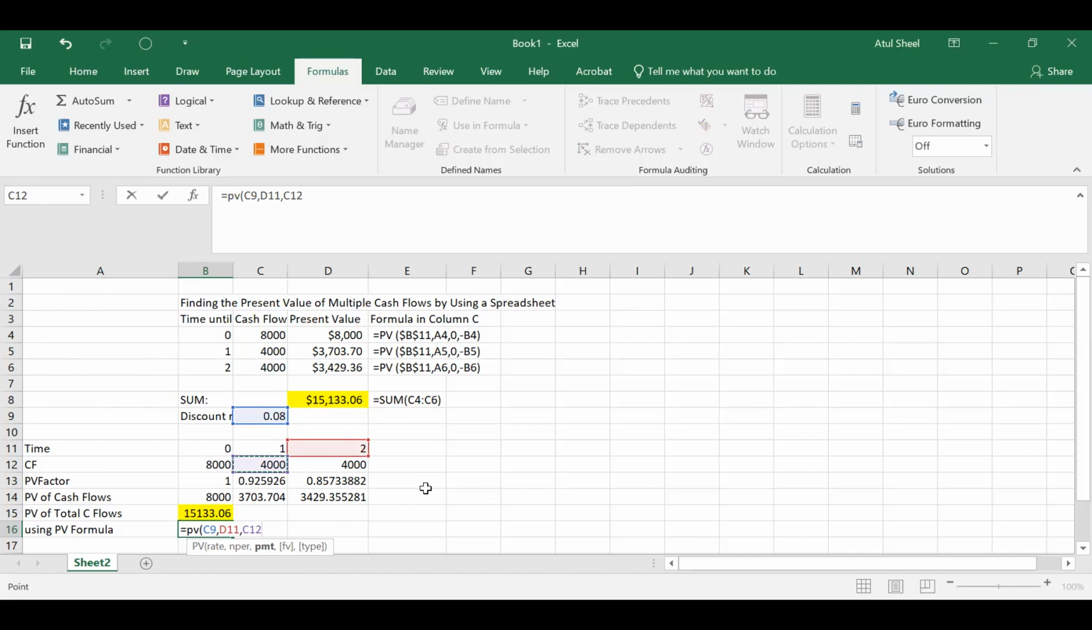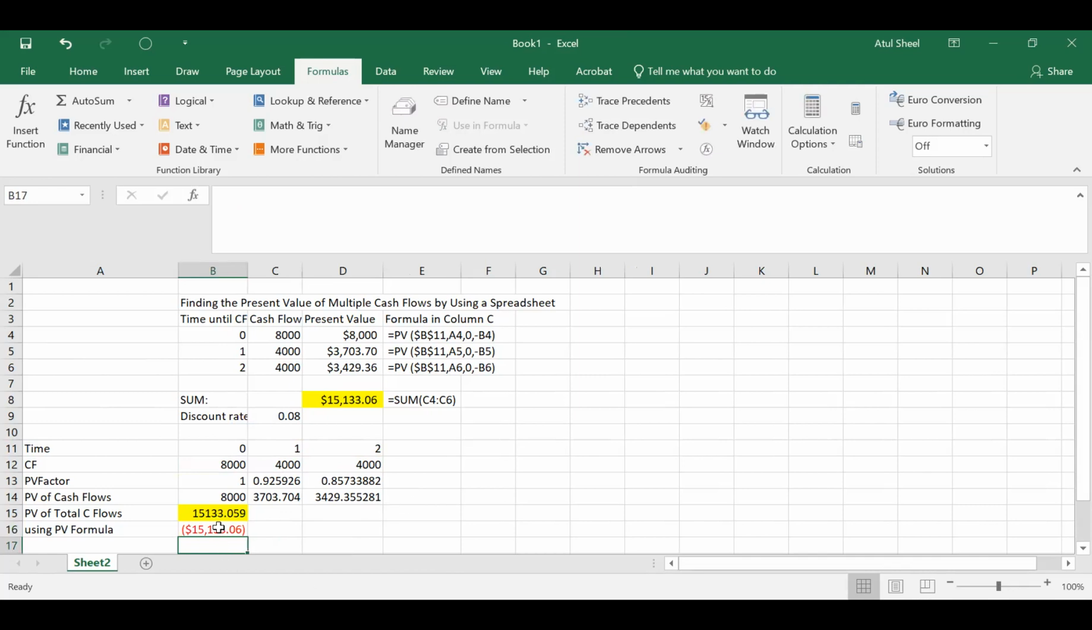So once again, let me get this first, then I'll show you how to use the box again. So the payment is $4,000, good. So this, and then I'll do minus my initial amount of $8,000, right? So notice over here is $15,133.06. What did I do? Once again, there were 2 future values, year 1 and year 2, right? So what did I do here?